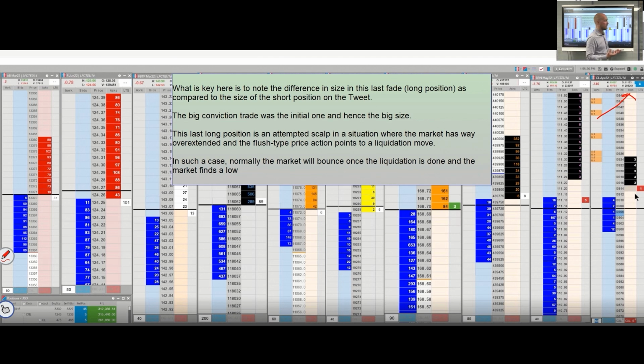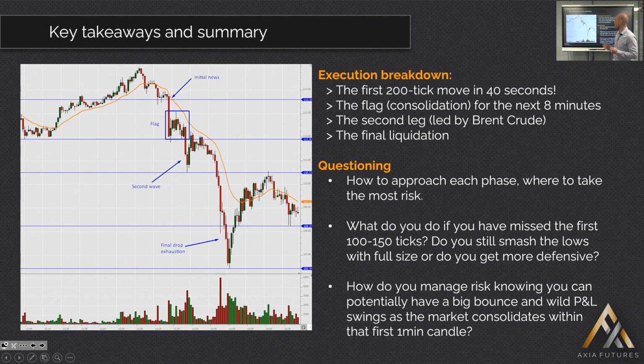So there we have it. That's the full trade. As I say, go check out the full version of this below. To bring us back, let's have a little look at a few takeaways and try to break these trades down. This is how you want to debrief a trade. Break it down into phases.